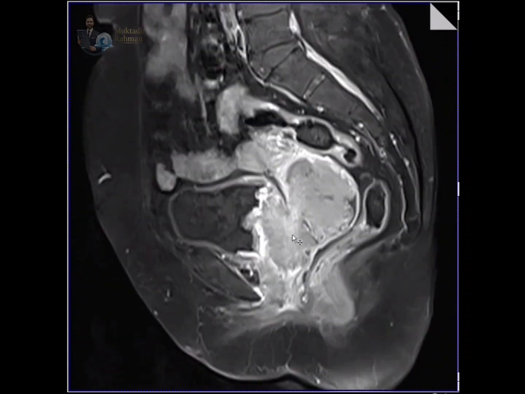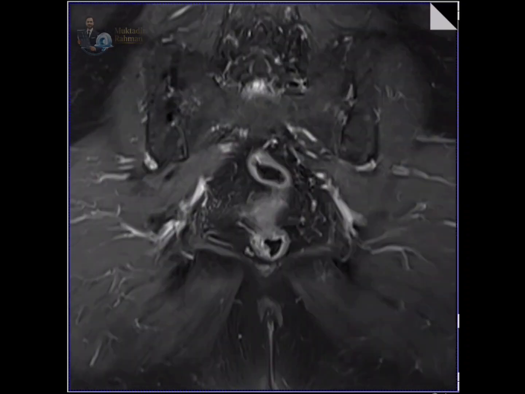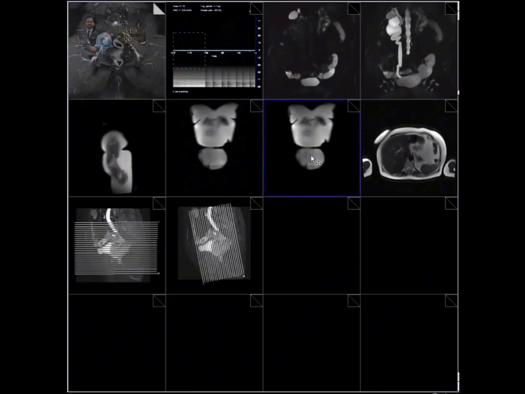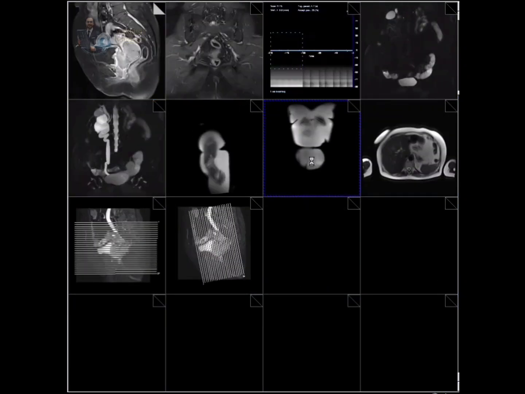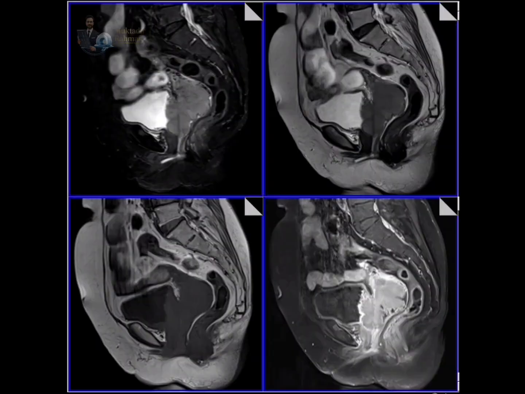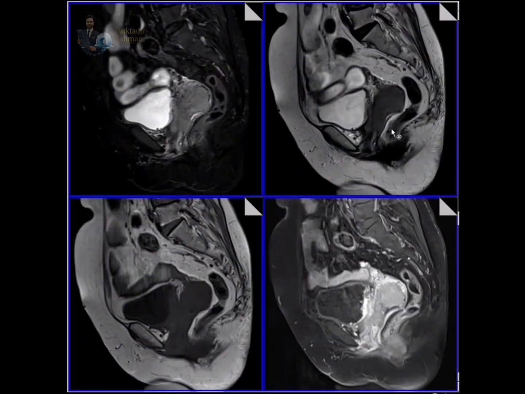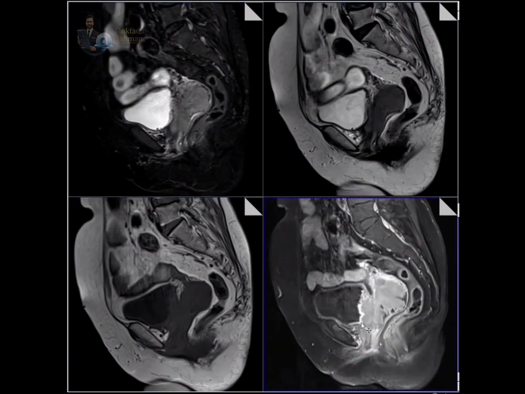Now this patient is female. Look here, the pathology right now. Now showing here the sagittal section images. This is STIR sagittal, this is T2 sagittal, another is T1 sagittal, and finally the post contrast sagittal.